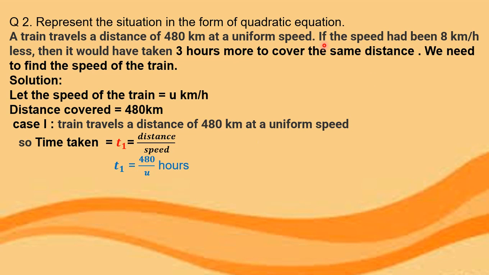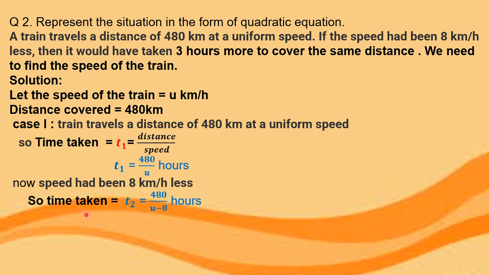Similarly, now the condition is given: the speed is 8 km per hour less. We have taken the speed as u, so it will be reduced by 8 km per hour. So we get the time to cover the distance as 480 upon u minus 8 hours. Here the condition again says that if the speed is 8 km per hour less, then it would have taken 3 hours more to cover the same distance.